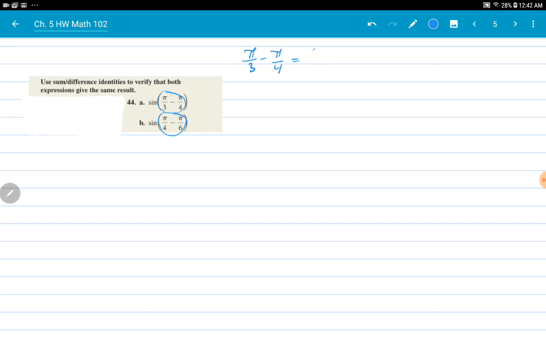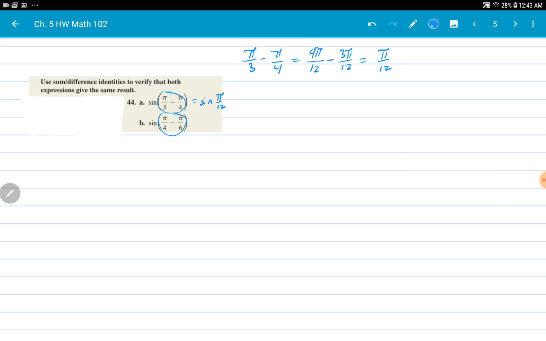You don't have to do this part. This is not part of the problem. I just wanted to demonstrate what we're doing here. We're just showing that these are equal. So 3 pi over 12. This is pi over 12. So this is sine of pi over 12.